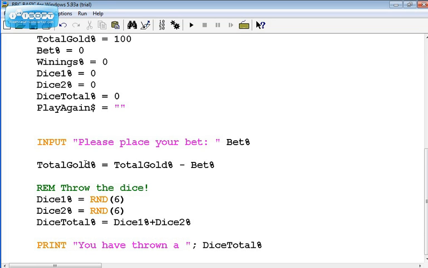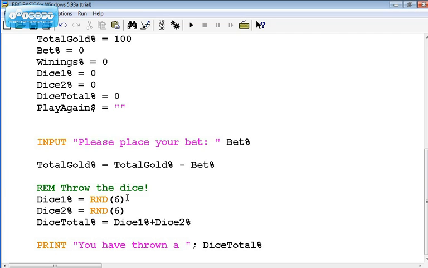I have to take that value off of the total gold, of course, because they've bet that money, so that money comes out of their gold. So total gold percent equals total gold percent minus bet percent. So again, if they start off with 100 gold, if they bet 10, that would leave 90 in total gold.